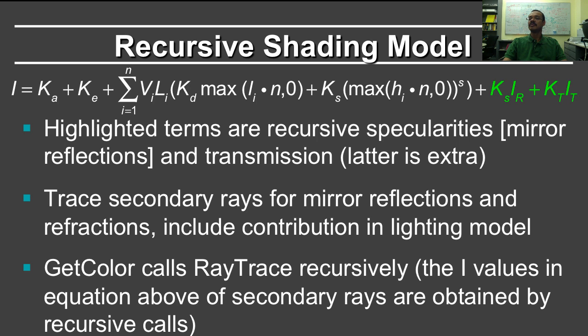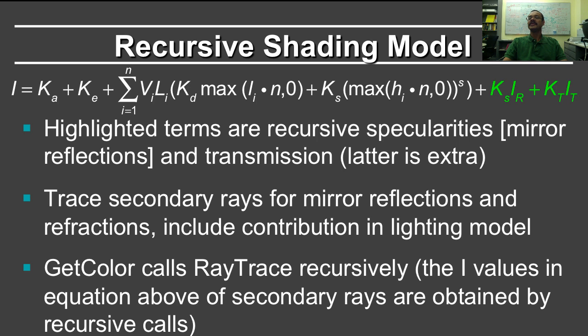So the first term, which is K subscript S, I subscript R, that is the recursive specularity or the mirror reflection. The last term is the mirror transmission. So if you hit a glass sphere, you reflect off it, but you also transmit into it. The latter term or transmission is not required in the homework assignment and is really extra.